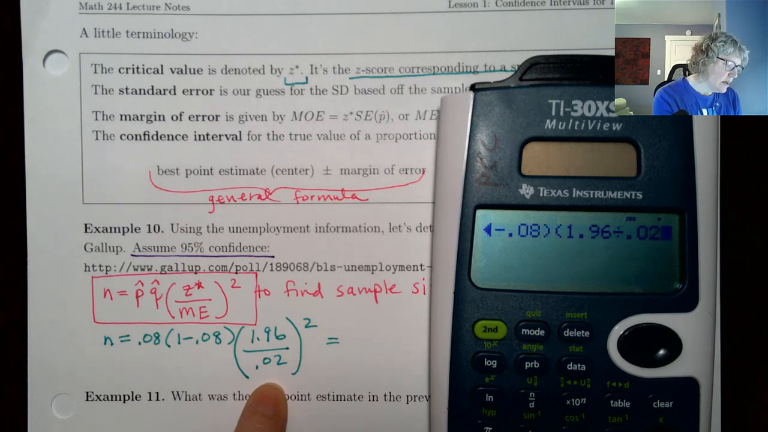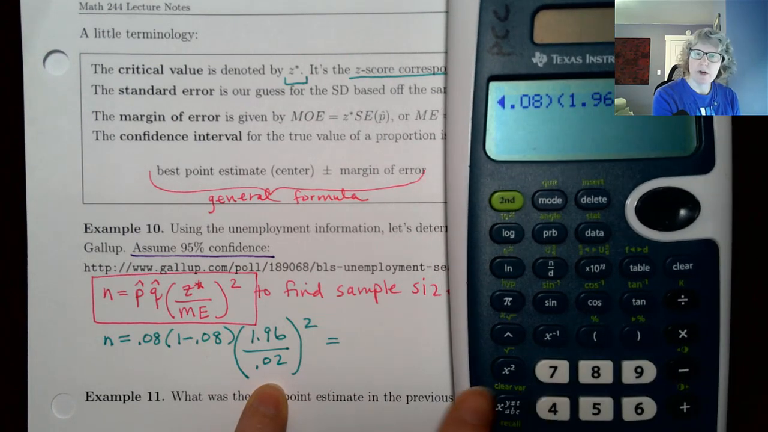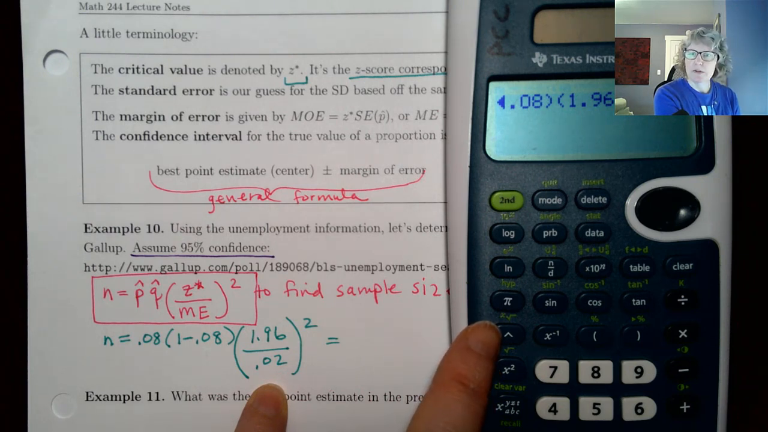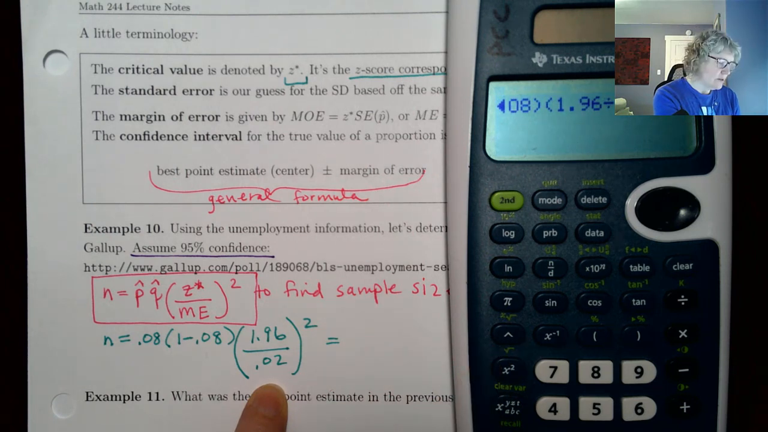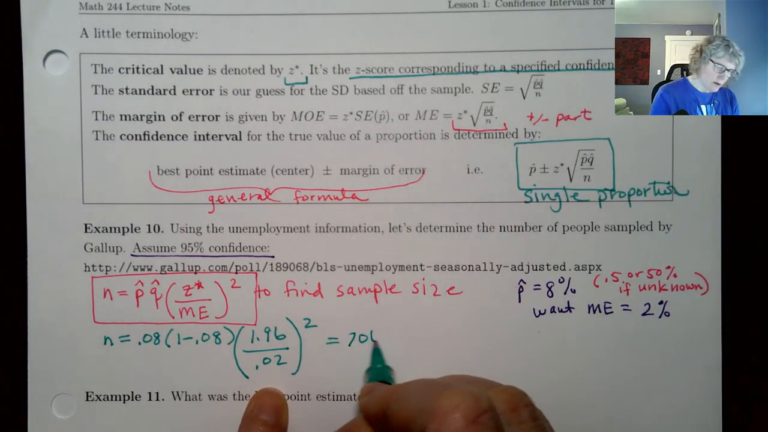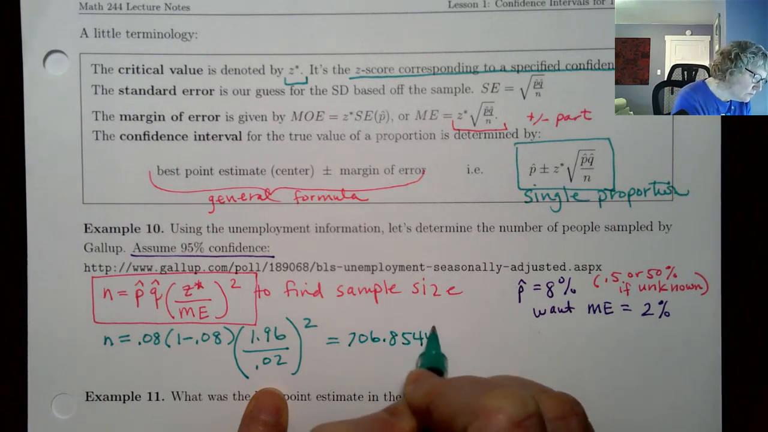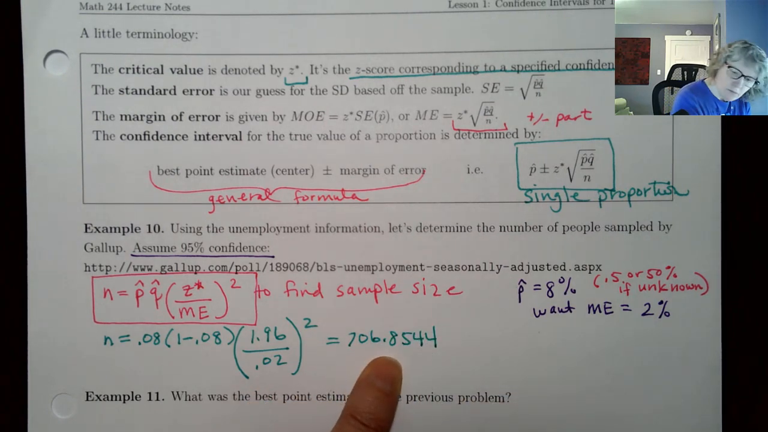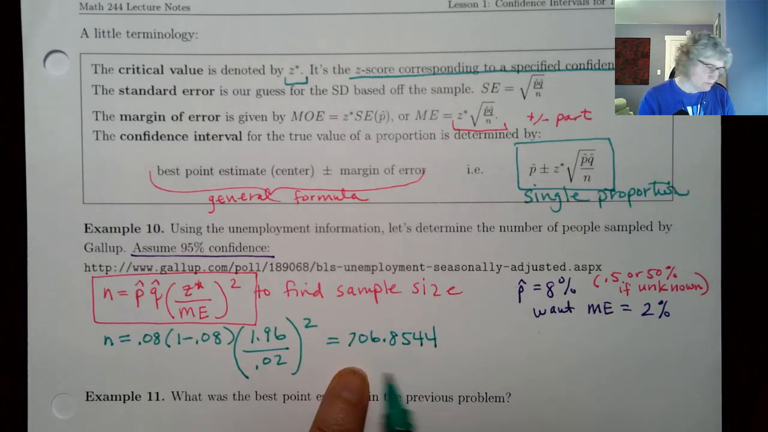1.96 divided by 0.02 close parenthesis, and my square key is right here. Look for your square key on your calculator. You can also use a caret 2. Some calculators don't have a specific square, you just have to do caret 2. But this one does have a specific square button. Okay, 706.8544. I'm going to write that whole thing down. Okay, and that's what I got before.